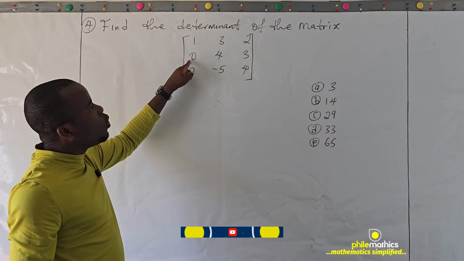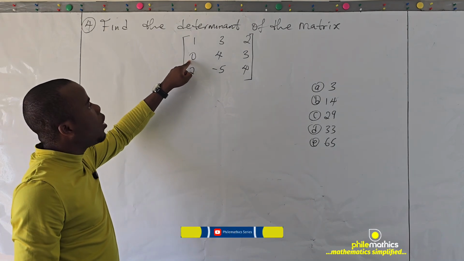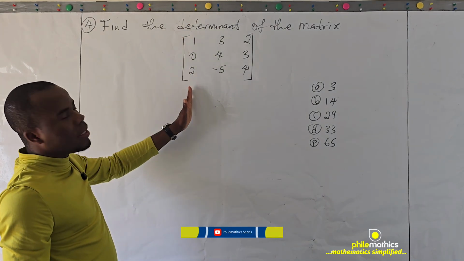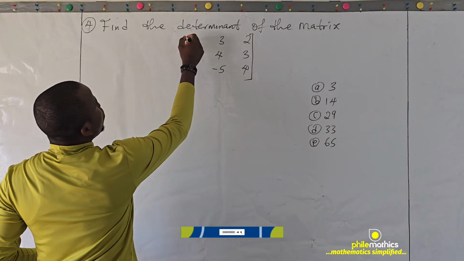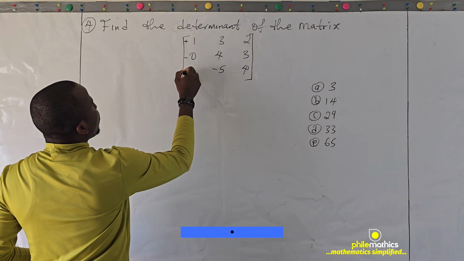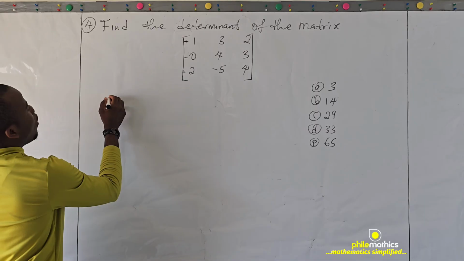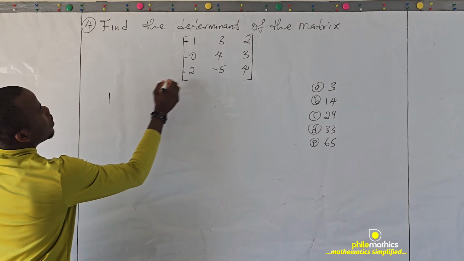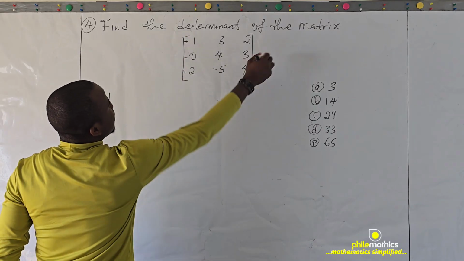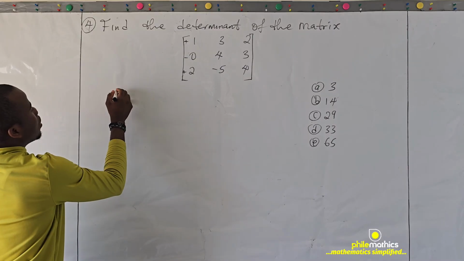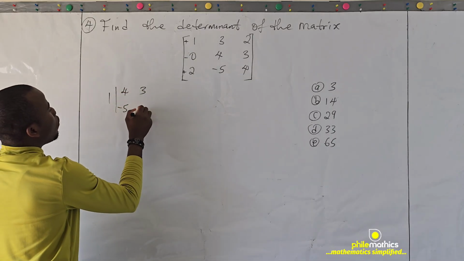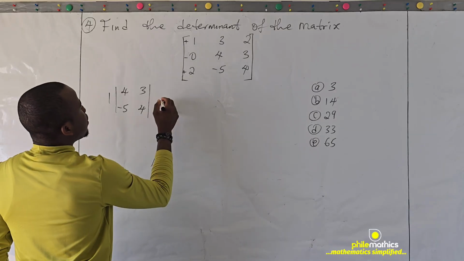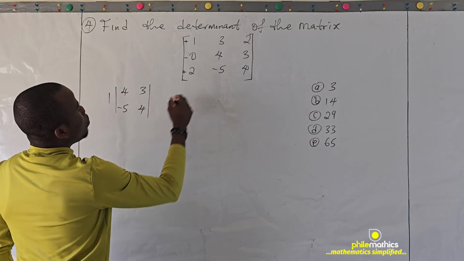But since we have 0 here, it will make our work much easier. We can decide to go through this column. And if we do that, then this will be plus, minus, plus. And so we'll have 1. To strike this out, we are left with this: determinant of 4, 3, minus 5, 4. Next is minus 0. This will be 0.